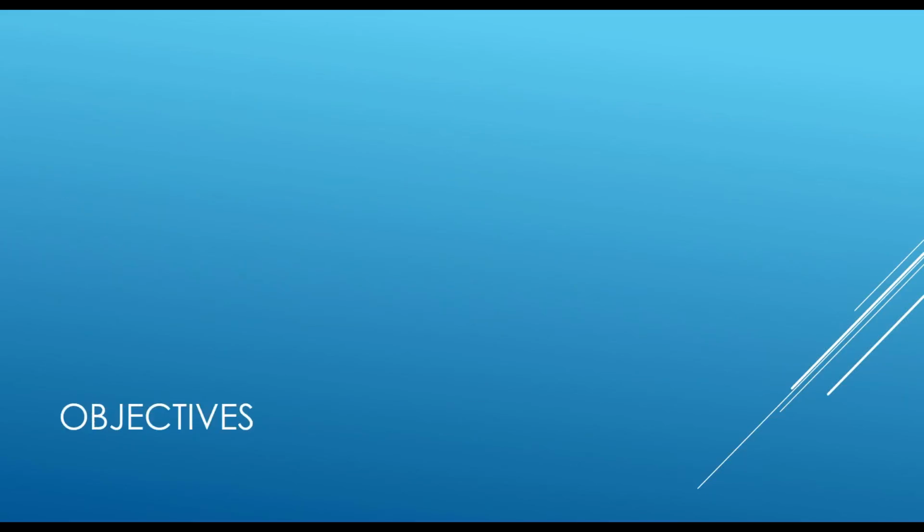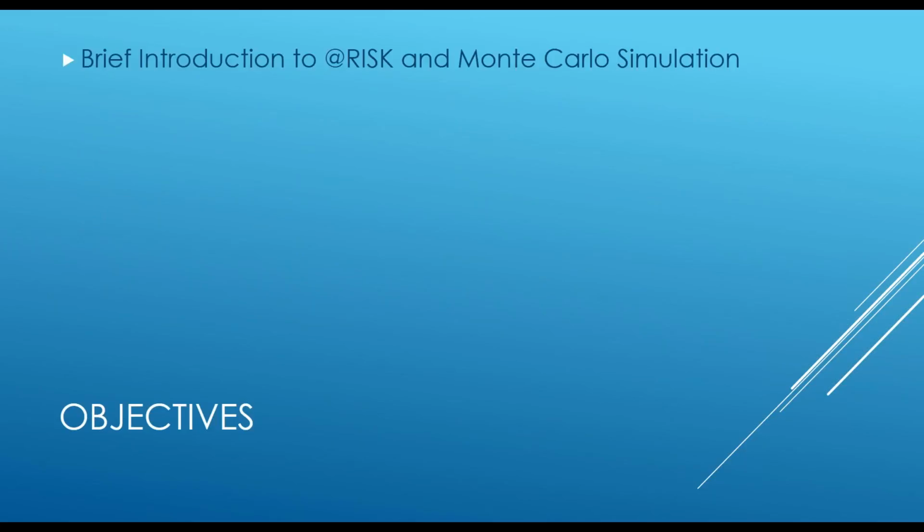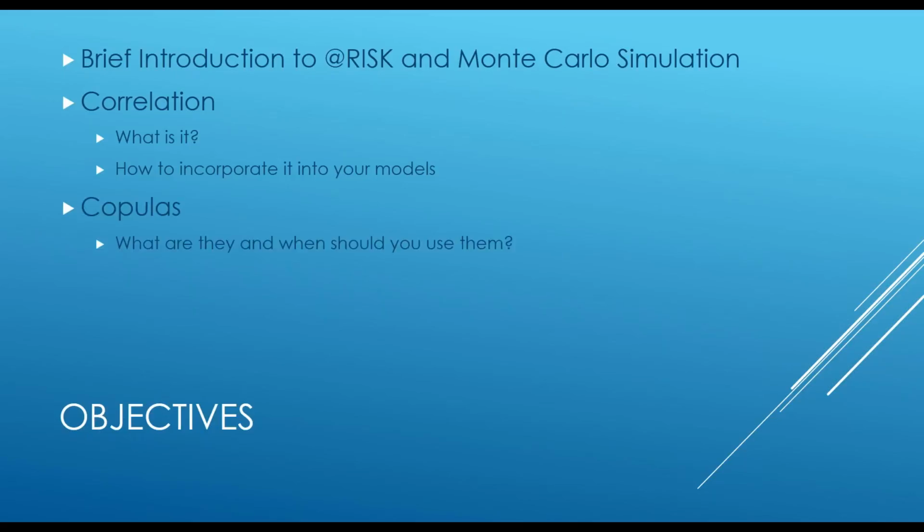So what are we looking to achieve during this webinar? Basically, I'm going to give you a brief introduction to At Risk and Monte Carlo simulation. And for those that are very familiar with it, it might be helpful just to see how we introduce At Risk to new folks, if you're trying to relay At Risk onto team members that you work with. We're obviously going to cover correlation: what is it, and how to incorporate it in your models. We're going to cover copulas: what are they, when should you use them, and how do we incorporate them into our models?